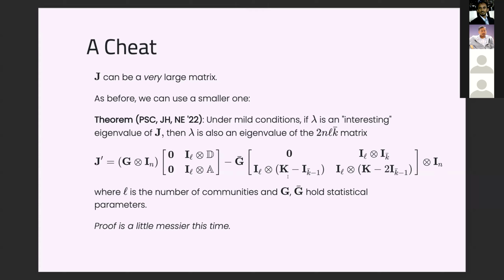Under mild conditions, again, if we have this interesting eigenvalue of the Jacobian derivative, then that value is also an eigenvalue of a much smaller matrix, J prime. And here its size is 2 times the number of nodes times the number of distinct edge sizes times L. L here is the number of communities. And we can exactly write down this smaller matrix J prime using a couple of additional matrices. These other matrices K and I are matrices we've seen, for A and D. But G and G bar hold statistical parameters. They hold information from the belief propagation algorithm.